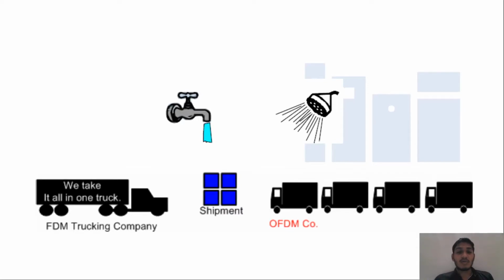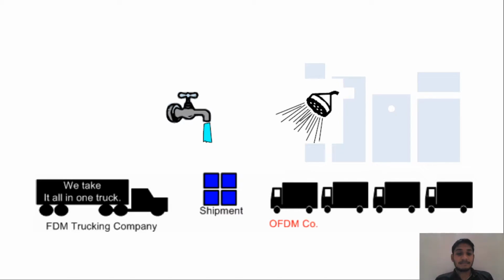This is an example of OFDM. In the first example, there is a tap and a shower. The tap is similar to FDM and the shower is similar to OFDM. The water flow coming from the tap is a big stream, and in the shower the water flow is in little bits, so we can say subcarriers. If I put my hand on the mouth of the tap, the water flow stops. Meanwhile, if I put my hand on the shower, some portion of water continues.